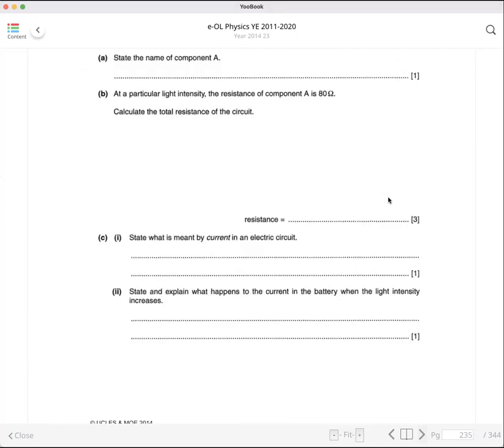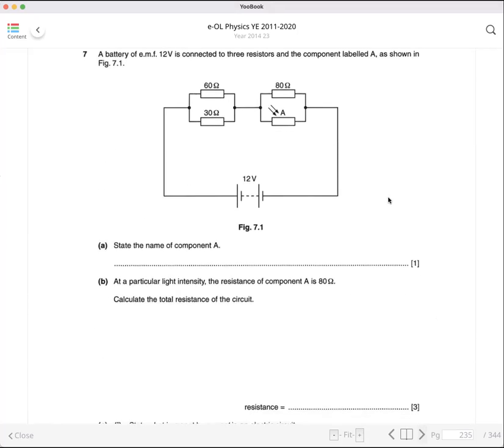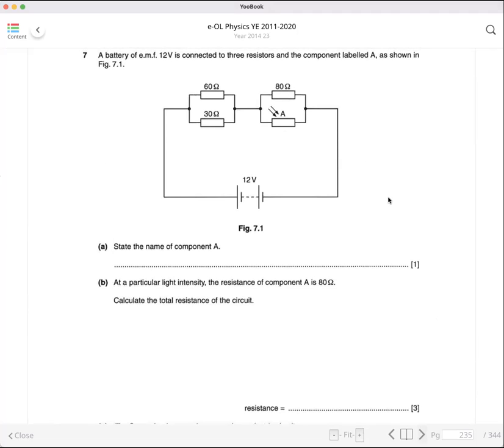Can anyone do part B? The rest of the question we'll skip. So we'll do part B. Everybody do now. Quite well done. It is LDR. What is LDR?